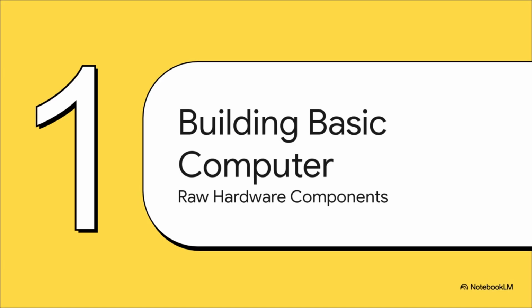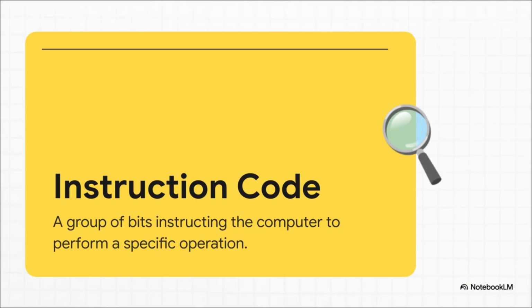All right, starting off with Section 1, building the basic computer. Let's look at the raw hardware components we need. It's really fascinating how we translate human intent into machine action. It all comes down to an instruction code, which is simply a group of bits telling the computer exactly what to do. Take a look at the binary example here. It's broken into specific parts. You've got a 3-bit opcode on the left, that's the action, like LDA, which stands for load to accumulator. Then you have a 12-bit address field telling the computer where to find the data. So this specific binary string translates perfectly to load the data from memory address 5.